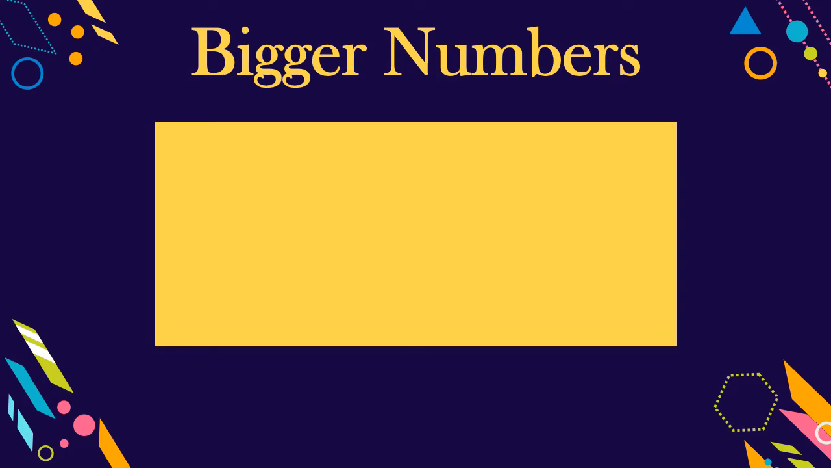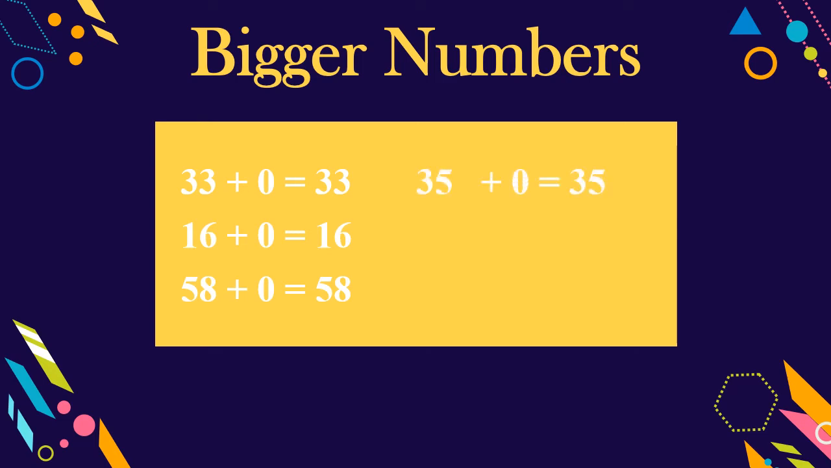No matter whatever the number is, how many digits a number has, we follow the same rule. For example, for bigger number, we can write 33 plus 0 equals 33, 16 plus 0 equals 16, 58 plus 0 equals 58, 35 plus 0 equals 35, 100 plus 0 equals 100, 365 plus 0 equals 365.